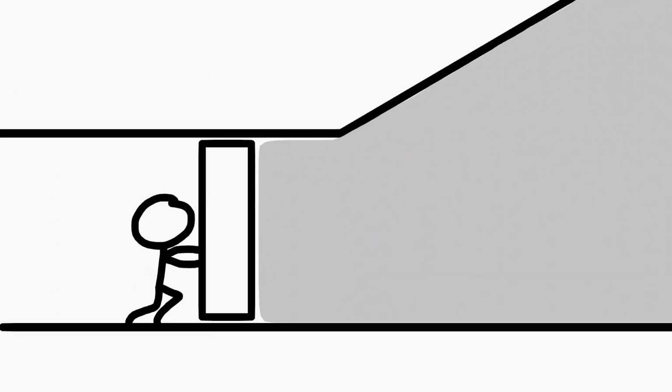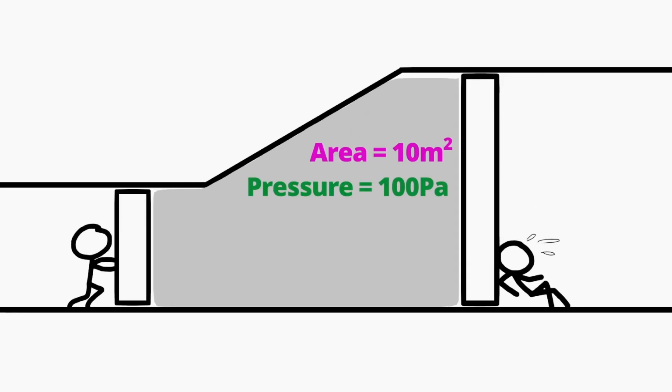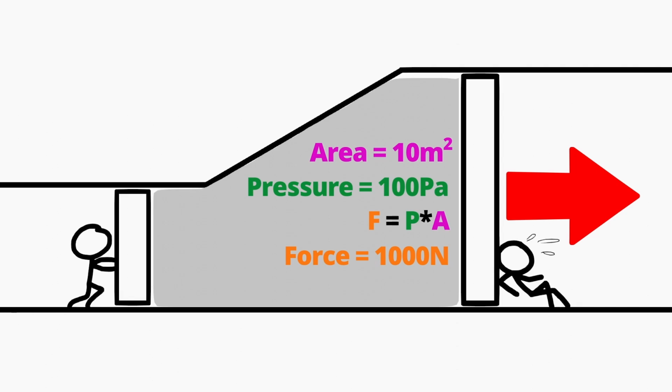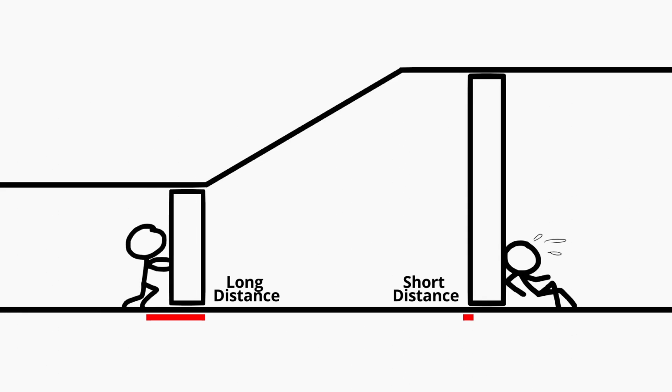But if the container had another movable wall at the other side that is 10 times wider in area, the force pushing out will be 1000 newtons. This is how we can use pressure as a force multiplier. Note that force isn't magically created. We are actually trading the extra distance traveled by the first wall to push the other.